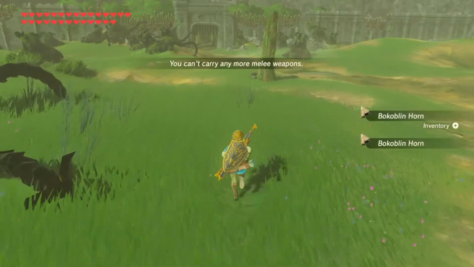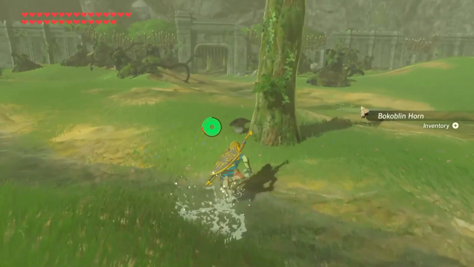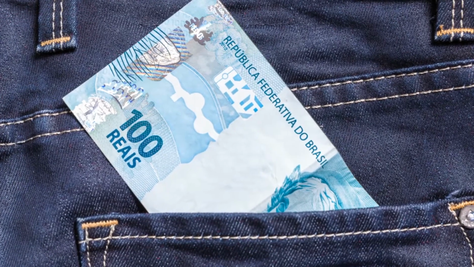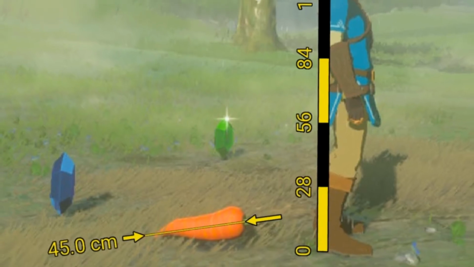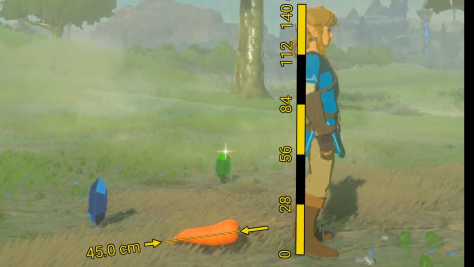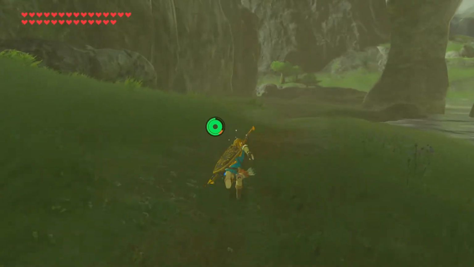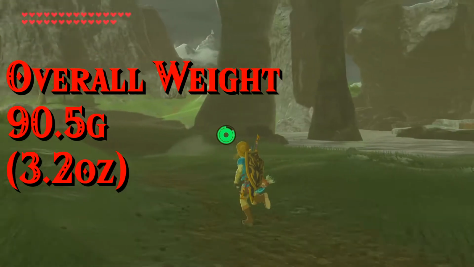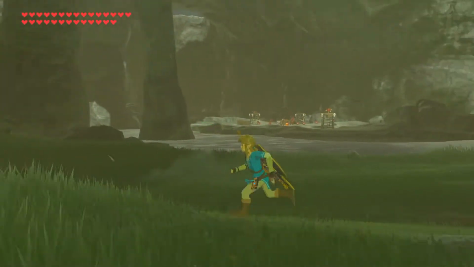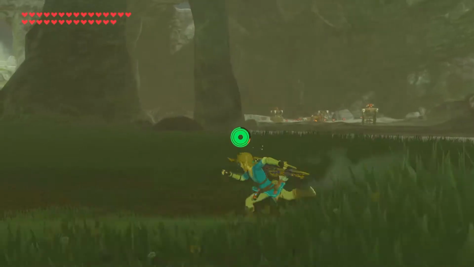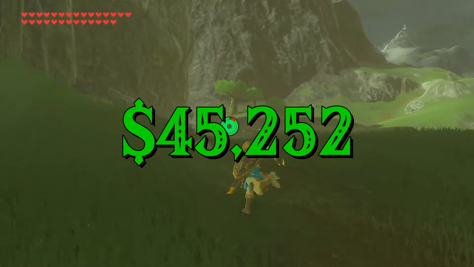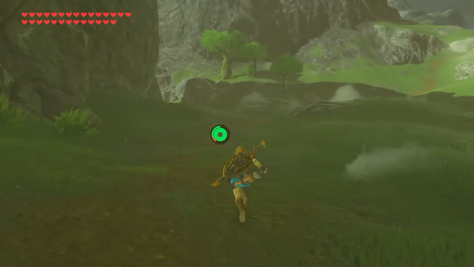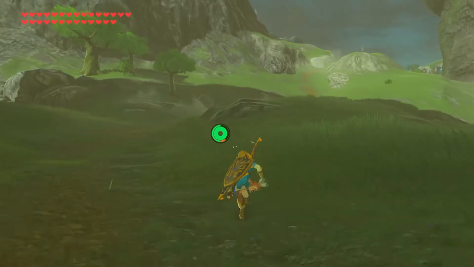So we have to take that into account when dealing with rupees, as they are also an item you can pick up. And I don't know about you, but I'd rather live in a world where you can put a single unit of currency in my pocket than a world where the average carat is 1.5 foot long. So plugging in the new numbers, we get the rupee's height of 10.6 centimeters, a weight of 90.5 grams, and the final price for a single rupee, $45,252.60. So there you have it, the actual value for a rupee from the Legend of Zelda series.